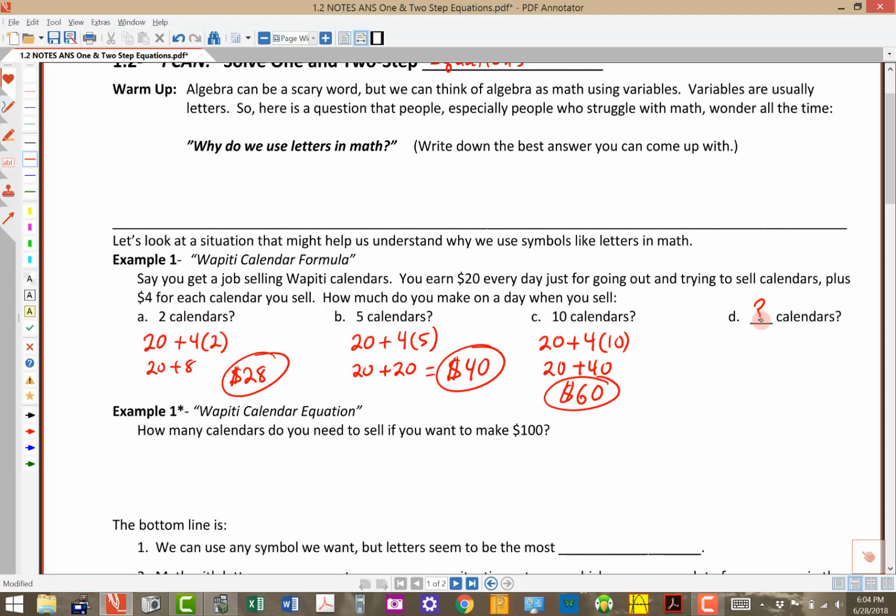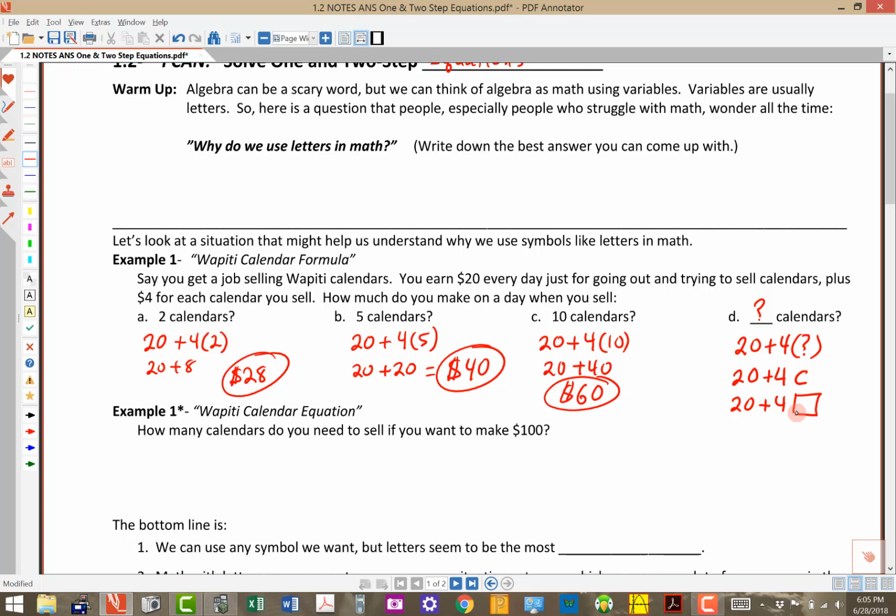Well, they didn't tell us how many calendars we sold, so let's see how much of this we can write down. Well, we get $20 for going out, and then we get 4 times however many calendars we sell. So we could use a couple of different things. We could do a question mark, because we don't know what that is. We could do something a little bit more clever. We could say, well, we're going to get $20, and then I'm going to do 4 times C, because C is going to represent the number of calendars. We could use almost any symbol we want. In fact, we could even do something like this. We could just put a big blank box right there.